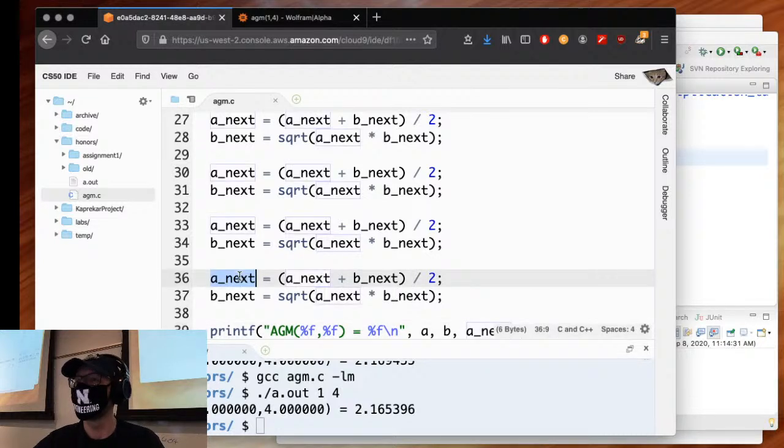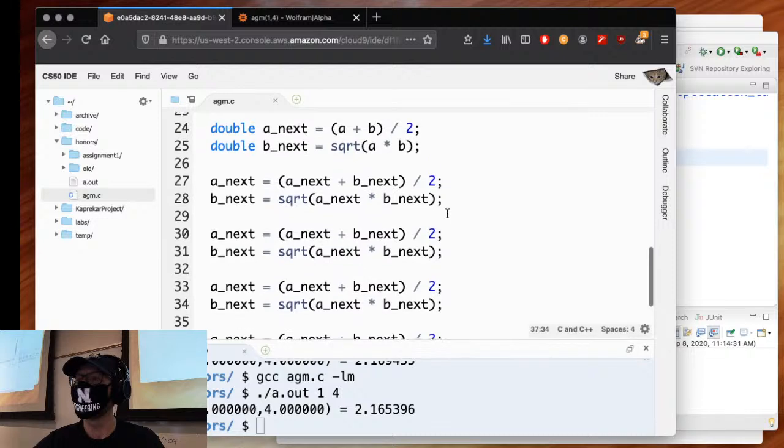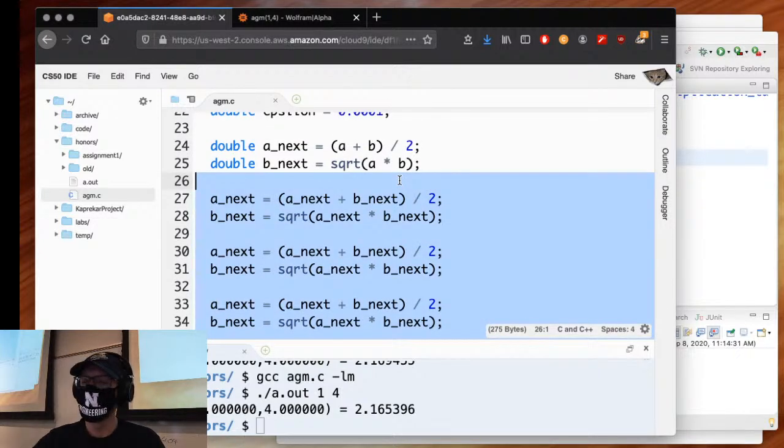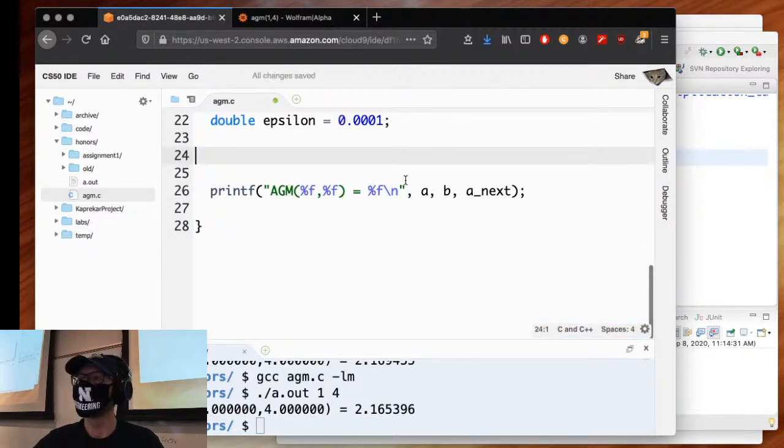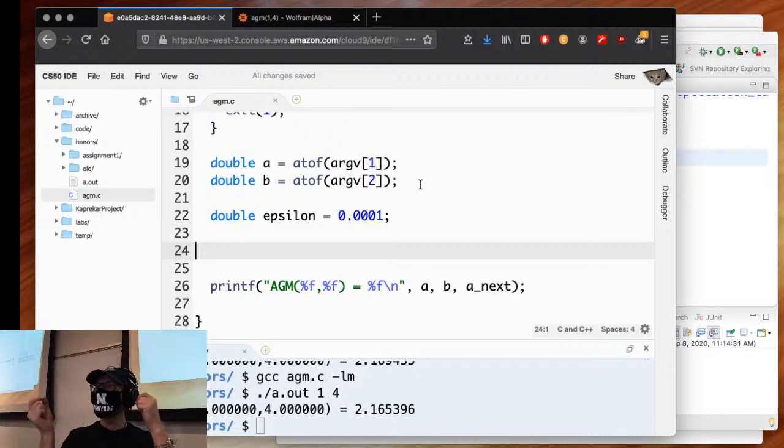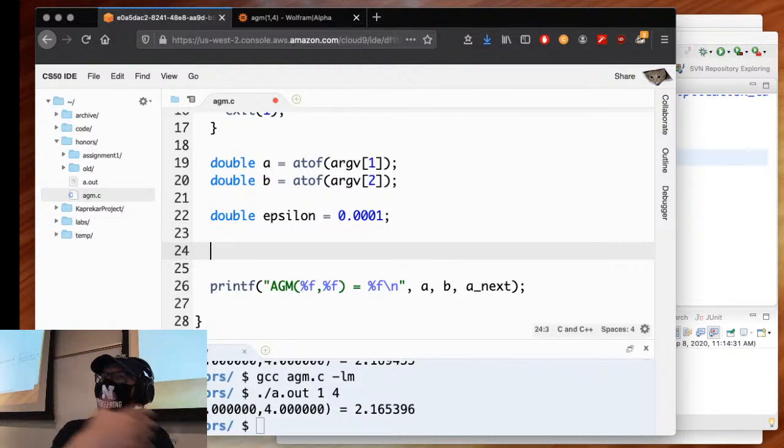Oh, you know what? I screwed up already. I've changed my AGM before I've used it. Okay. I'm glad I did this exercise. So let's rethink this. I've got an A. I want to definitely keep track of the current A and B, but I also want to keep track of the previous A and B. Right? So let's actually go ahead and set up those variables. Instead of thinking about next, let's think about current and previous.